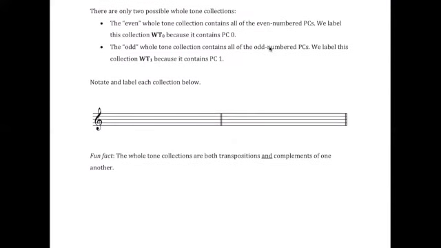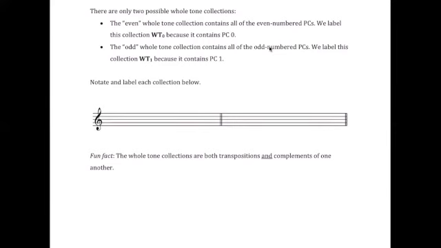We have two whole tone collections, and they divide the chromatic system. Each collection divides the chromatic system in half. So you have one collection that takes up 6 notes, and the other collection uses the other 6 notes. So they are complementary collections, just like the diatonic and pentatonic collections are complementary of one another.